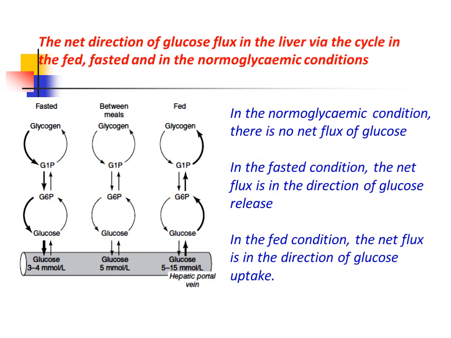The net direction of glucose flux in the liver via the cycle in the fed, fasted, and normoglycemic conditions. In the normoglycemic conditions, there is no net flux of glucose. In the fasted conditions, the net flux is in the direction of glucose release. In the fed condition, the net flux is in the direction of glucose uptake.